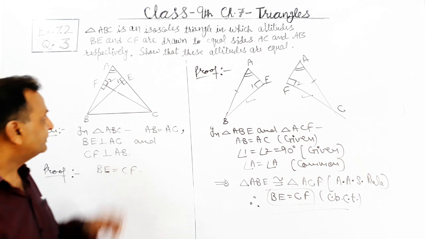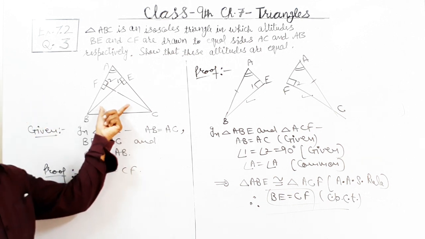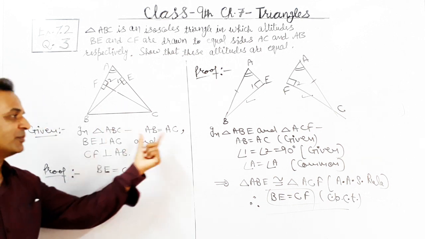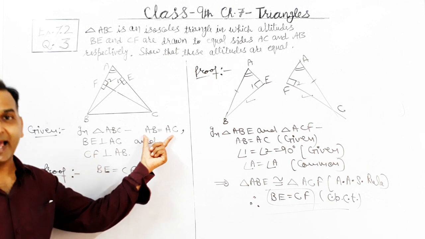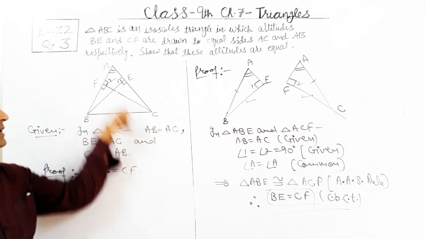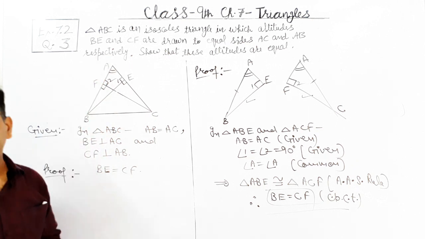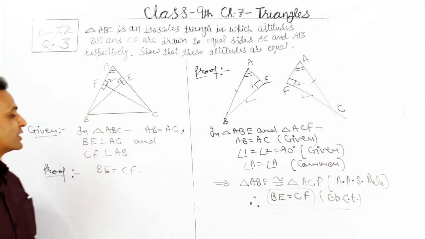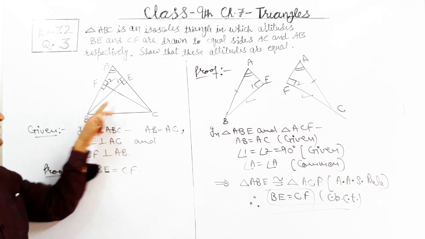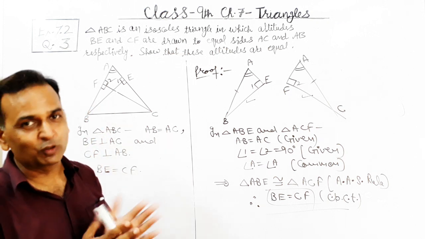So one more time, what is this? It is triangle ABC in which it is given that AB and AC, these two sides are equal, as well as BE, it is the altitude on side AC, and CF, it is the altitude on side AB. And what is to be proved? It is to be proved by us that these two altitudes BE and CF are equal to each other.